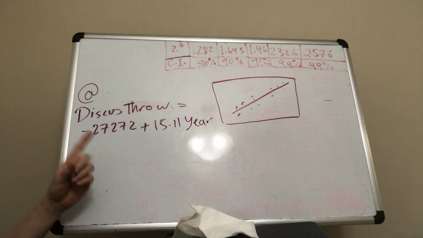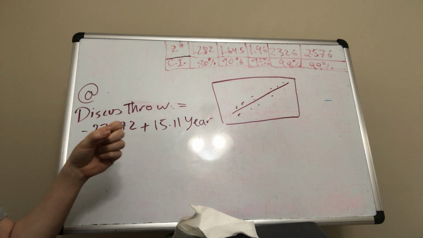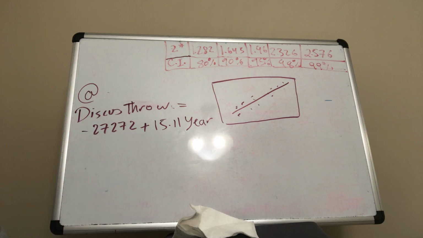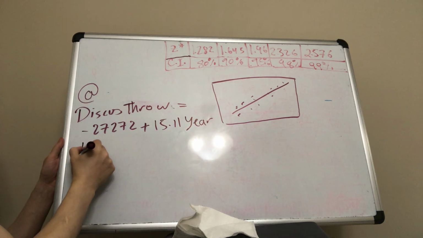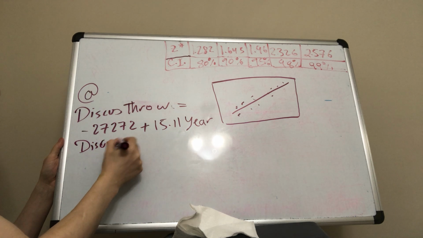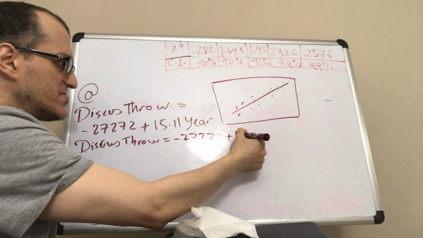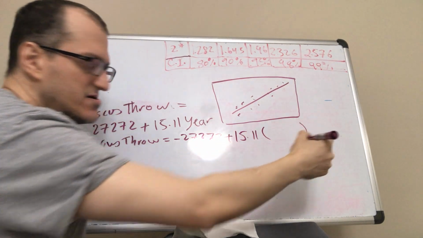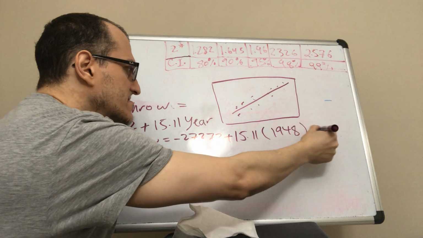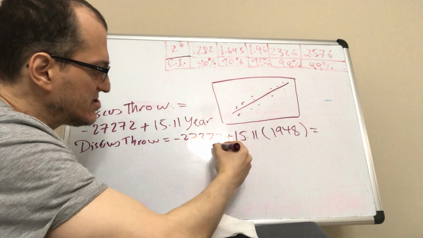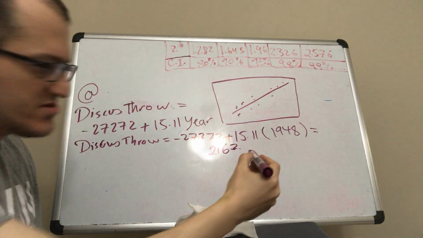What they want you to do is calculate the discus throw for the year of observation D. If you go back and look at D, you'll see that the year is 1948. So all you need to do is plug in 1948. So discus throw equals minus 27272 plus 15.11 times the year, and you replace the year by 1948. If you do this, you'll get 2162.28.